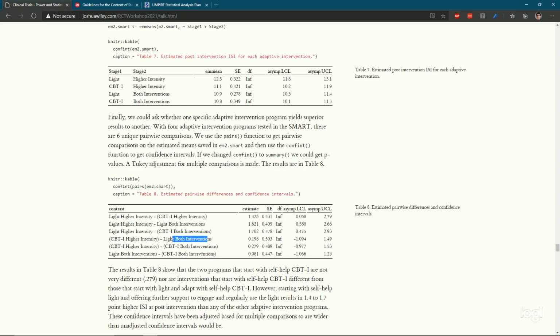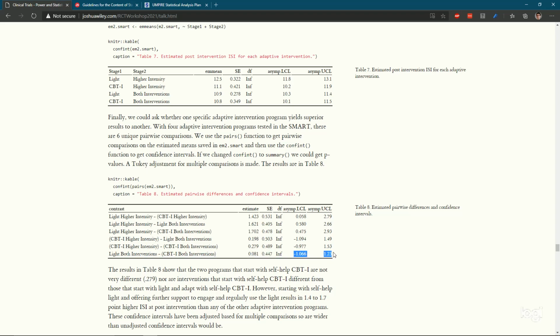If you end up with both interventions, it doesn't matter what you started with. Right? If you get both interventions in the end, here, they're very, very close to each other. They're only 0.08 points off. So it doesn't matter whether you want to start with self-help light or start with self-help CBTI. As long as your people don't respond, you switch and you give them the other one. These results would say those two stepped care models produce equivalent, right? There's no difference in those results.